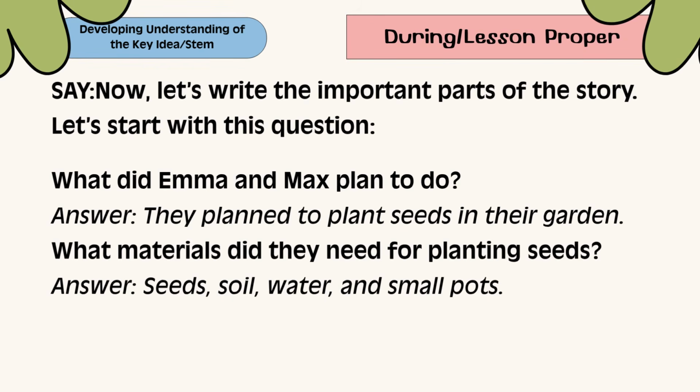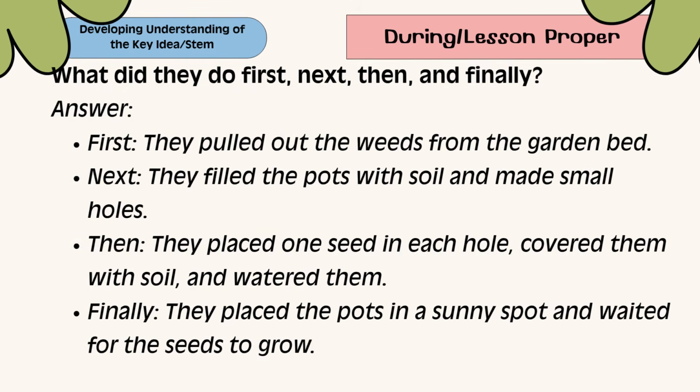What materials did they need for planting seeds? The answer is seed, soil, water, and small pots. What did they do first, next, then, and last? The answers are: first, they pulled out the weeds from the garden bed.